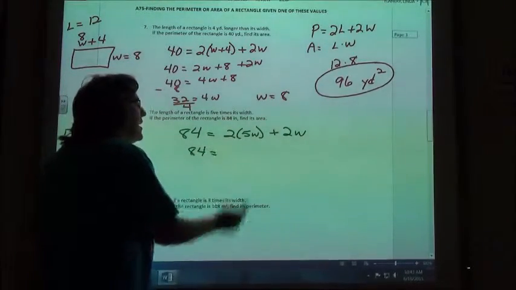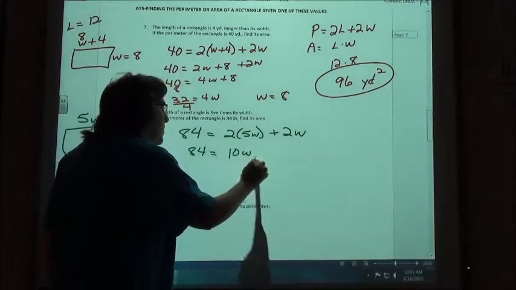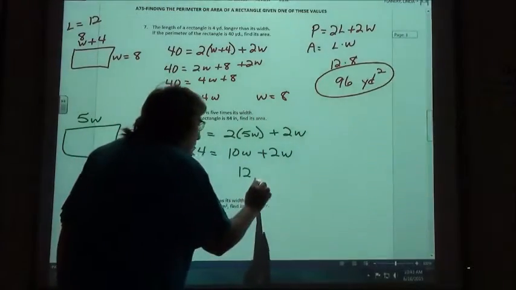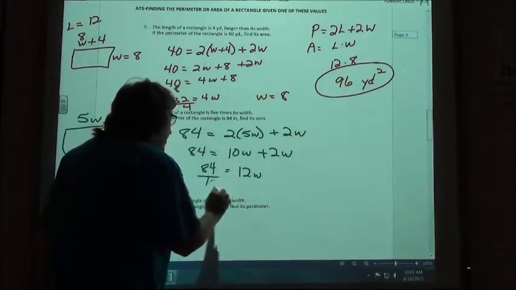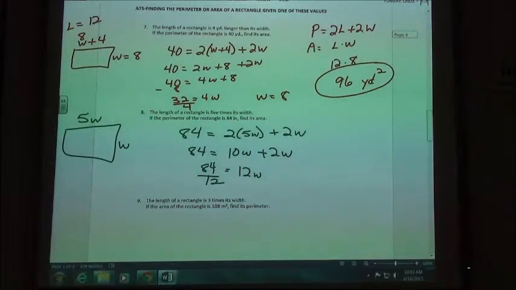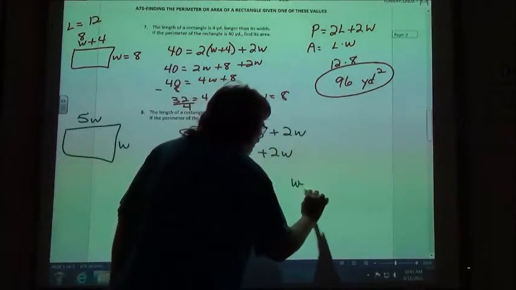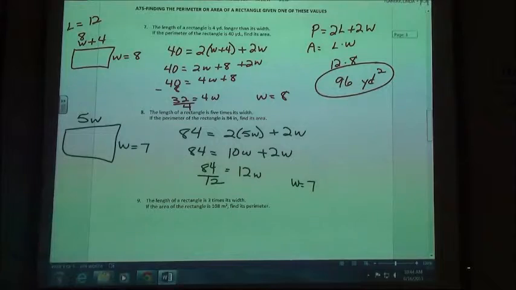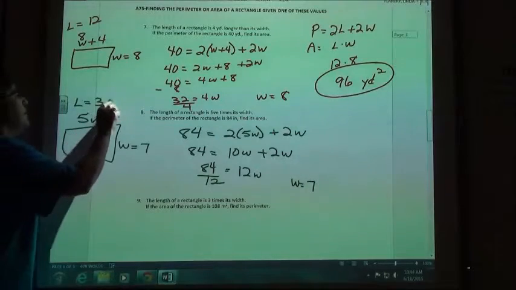So 84 is going to equal 2 times 5W, which would be 10W. 10W plus 2W would be 12W. So if we take 84 and divide it by 12, what is our width? 7. Our width is 7. So going back to my rectangle, if my width is 7, what would my length be? 35, right? 5 times my width. 5 times 7, 35.